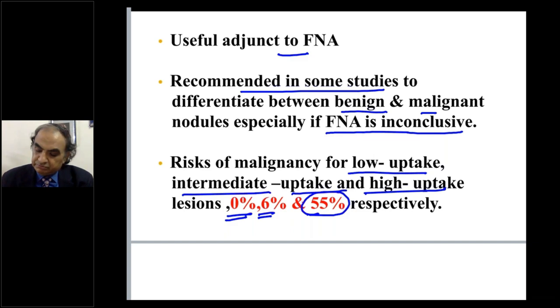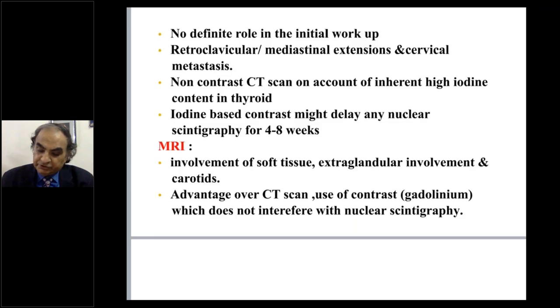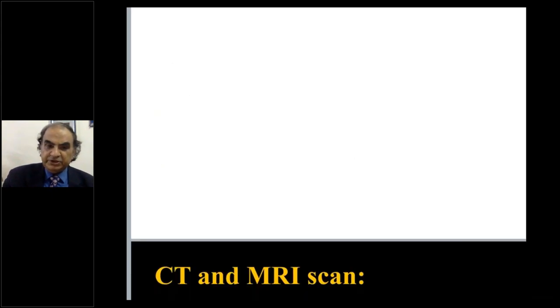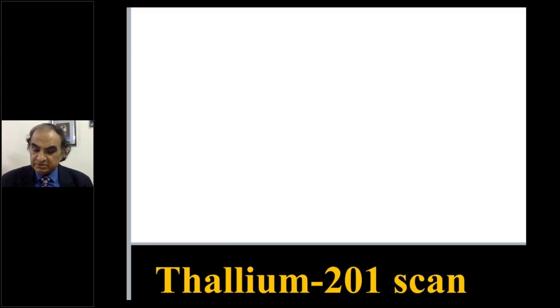So I think I'll skip that part. There's no definite role in, I can't see the slide above. What is the slide? Now, a word about CT scan and MRI. No definite role in the workup. What was this? So, thallium scan was the one slide that we wanted. This is a very useful scan, especially when you're trying to look for. That's okay. Move to the next slide.